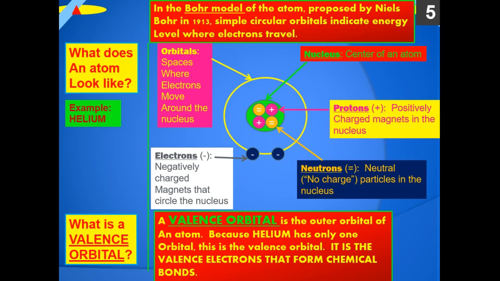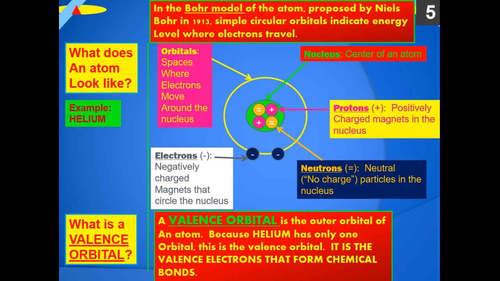So in the Bohr model, the atom proposed by Niels Bohr in 1913, simple circular orbitals indicate energy levels where electrons travel. So in this case of a helium atom, it simply has one orbital, but larger atoms of larger elements have more orbitals, and we'll learn that in the next day or so. So orbitals are spaces where electrons move around the nucleus. Those two blue electrons are really moving around and around the nucleus.